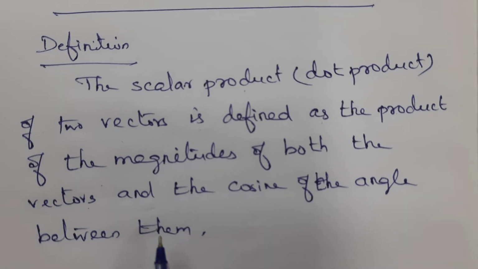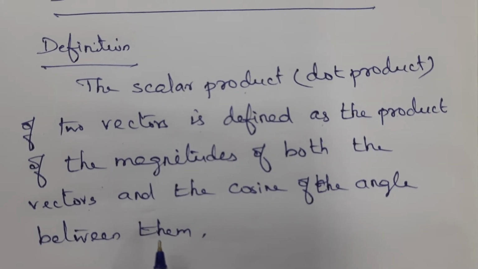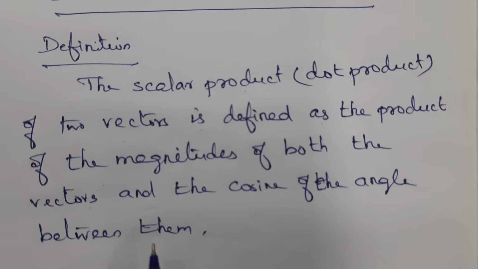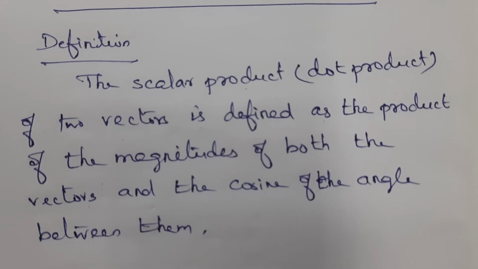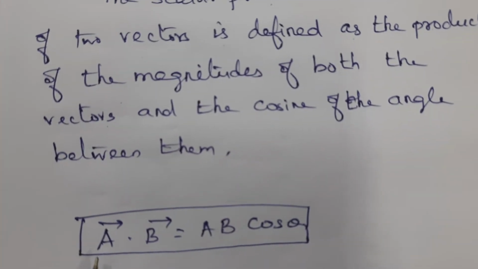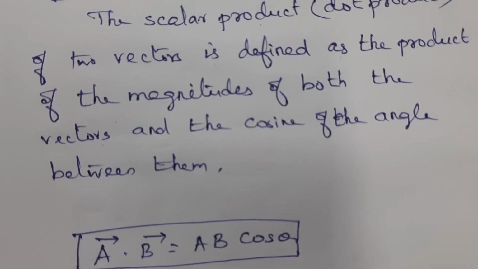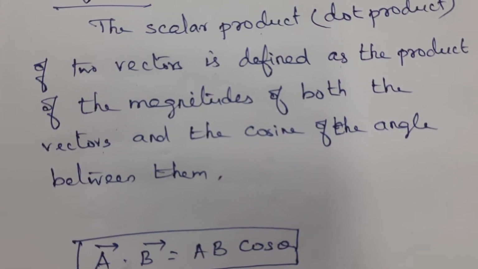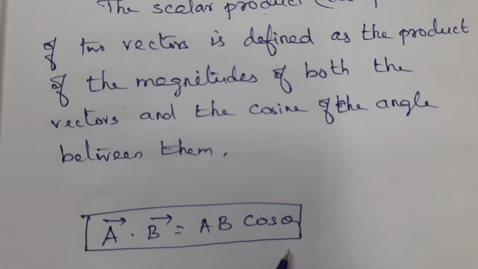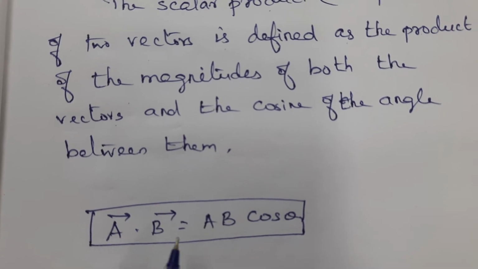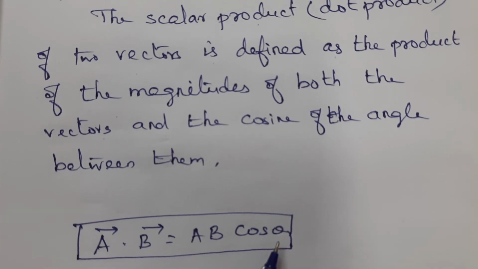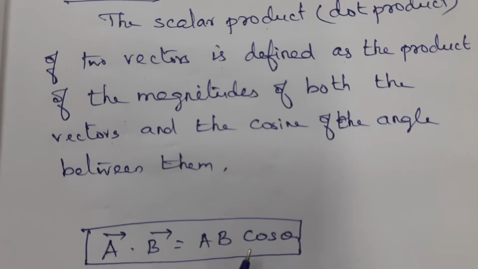See, consider two vectors A and B having an angle theta between them. Then their scalar product can be defined as A vector dot B vector equals AB cos theta. A dot B equals AB cos theta. This is the scalar product. Now see the definition.